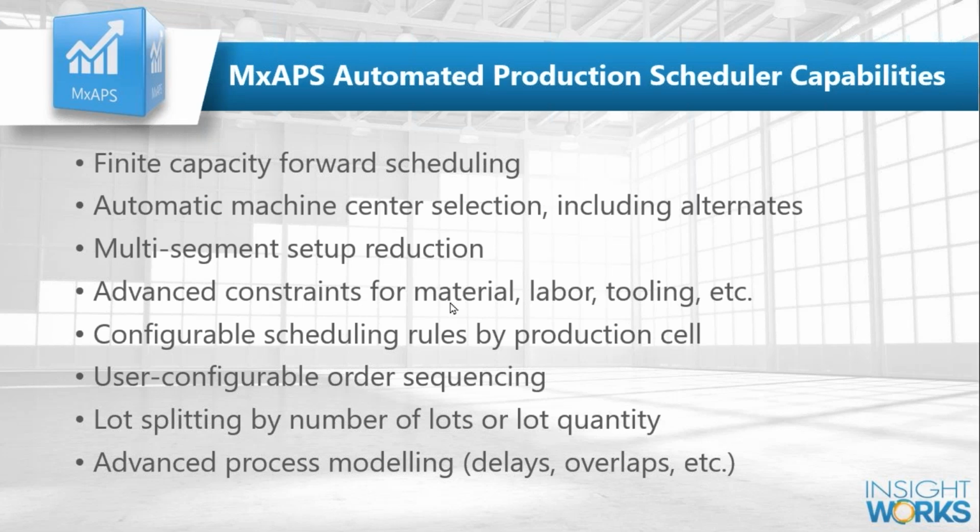And of course, the obvious one is material. If I don't have the components to do the work on that production order, we're not going to schedule that production order. We're going to wait until there's an incoming PO or transfer order for that material, or the lead time for that material has elapsed, and then we'll schedule that production.